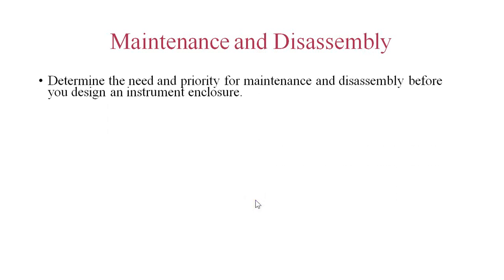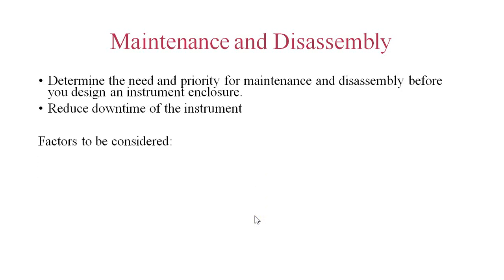Then we have to see about maintenance and disassembly. Here, for maintenance and disassembly, you determine the need and priority for maintenance and disassembly before you design an instrument enclosure. So you should know what the need and priority for maintenance is. To reduce the downtime of the instrument, you have to use this maintenance and disassembly.